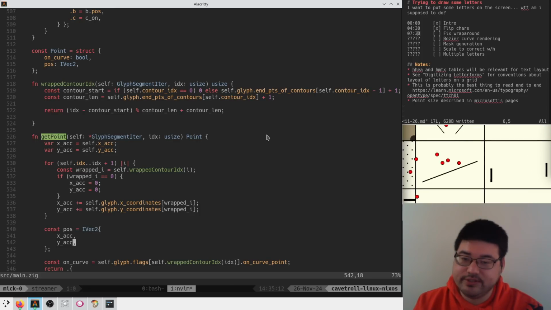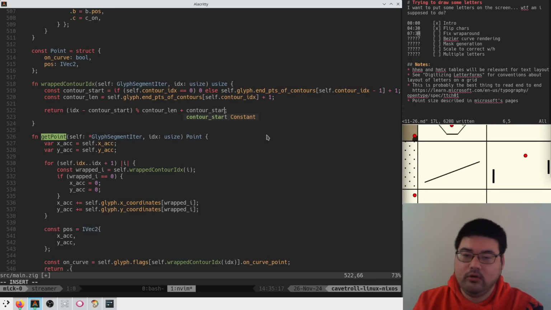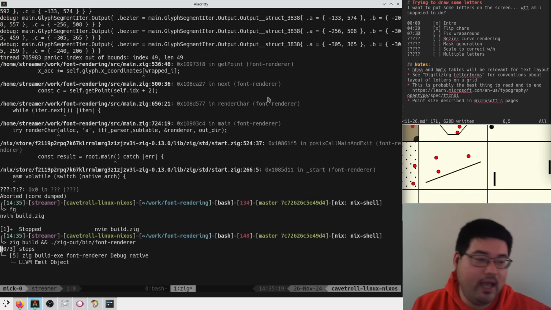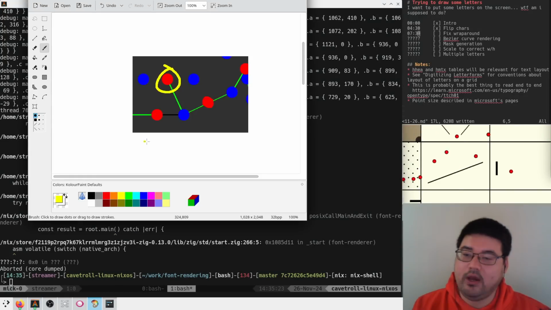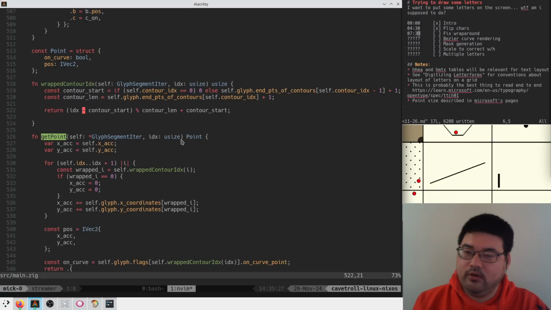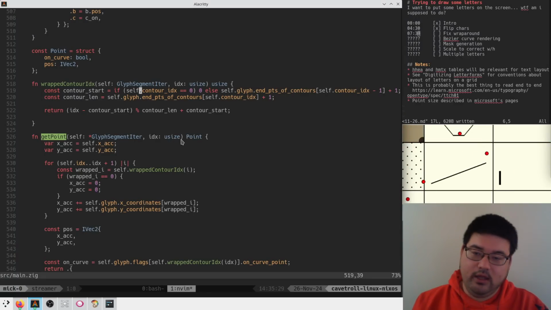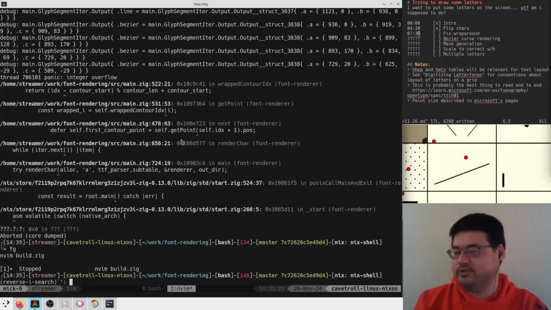Index out of bounds. So we did something wrong here. Oh, we added the wrong thing. Okay, integer overflow. So IDX minus contour start is no good. Because why? Because IDX... I actually don't understand.